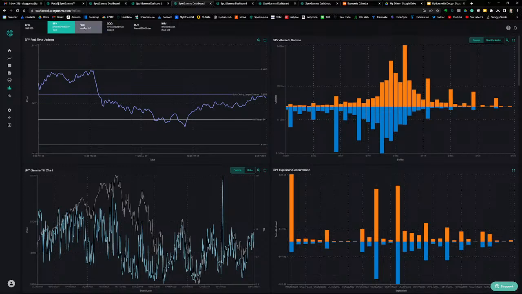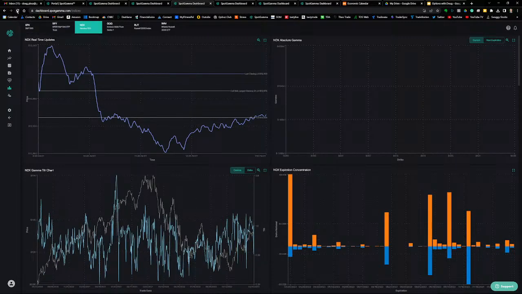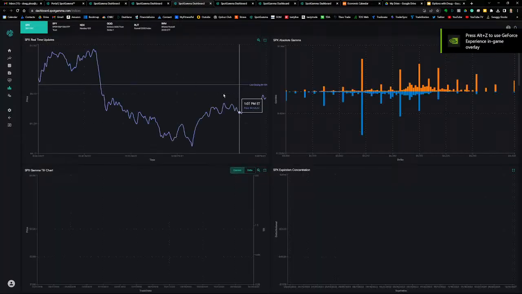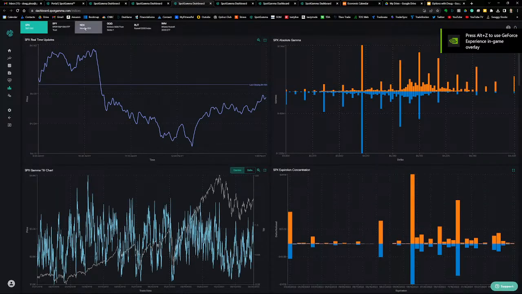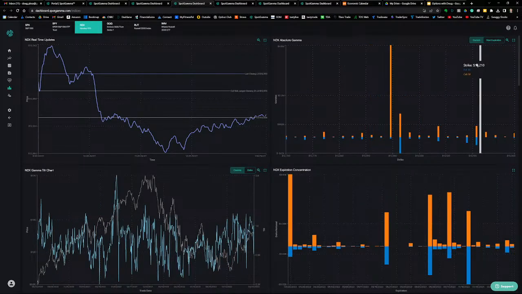All right, let's see if we can take a look at NDX. Probably not. Need to do a refresh for some reason. So let's go to NDX now. And really no need to zoom in here. This is the 12,975 strike, and that is the key gamma strike and the call wall. Put wall is not in the range of this chart.